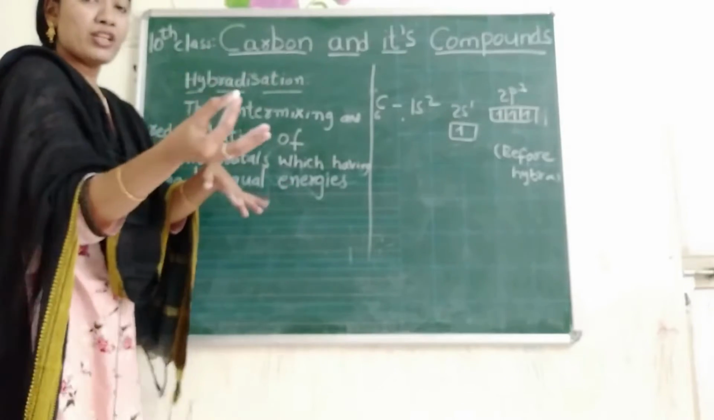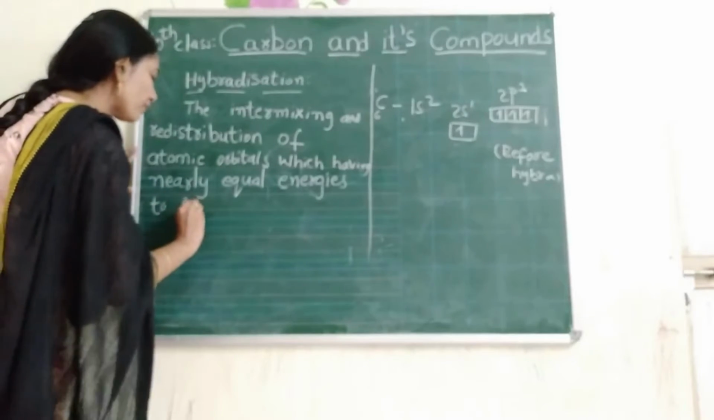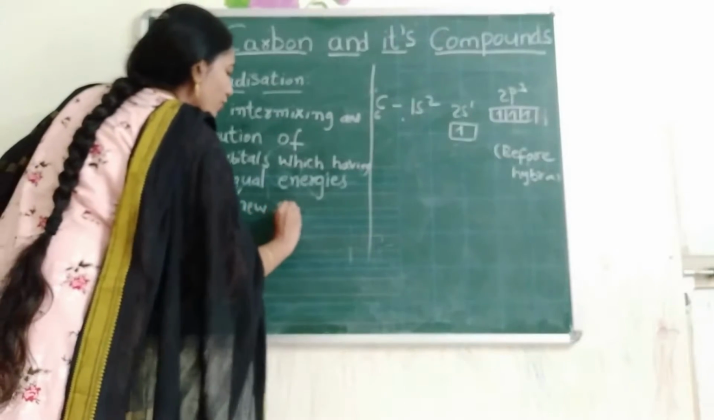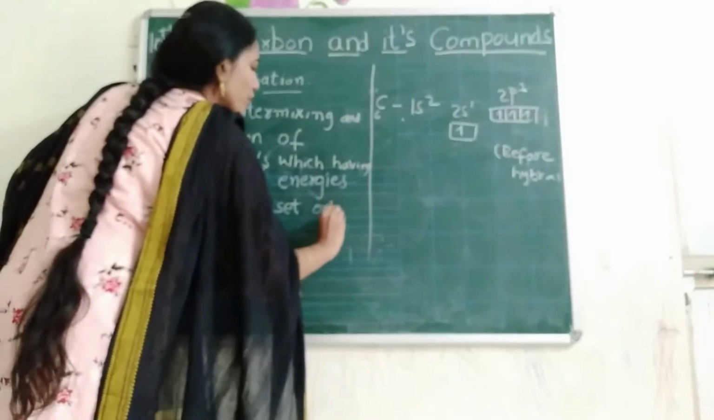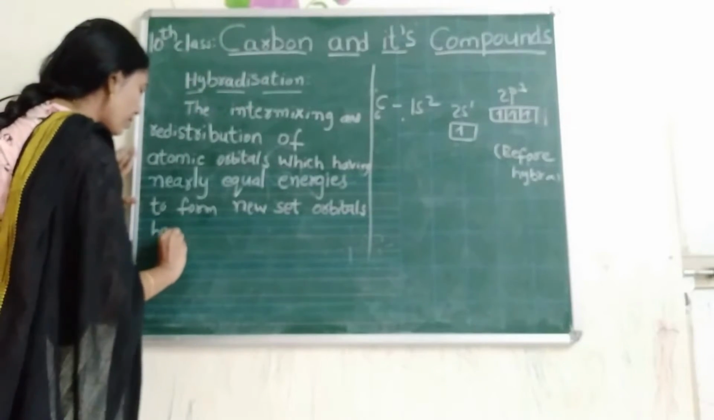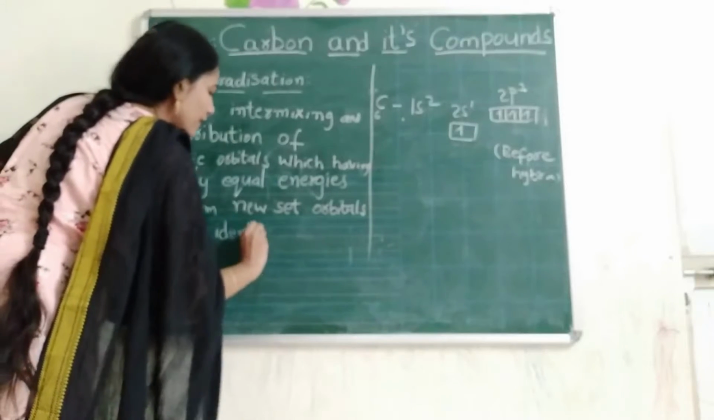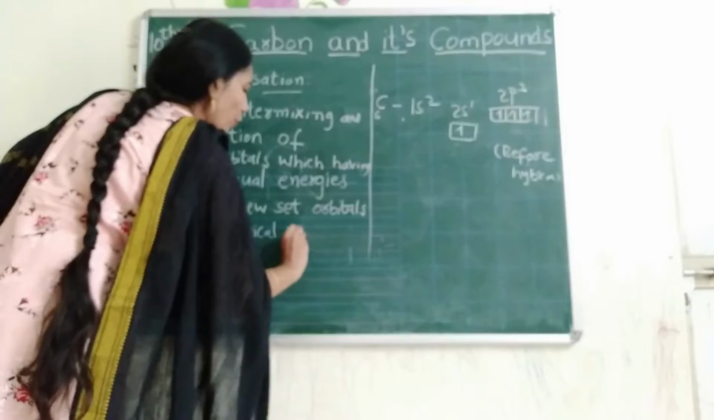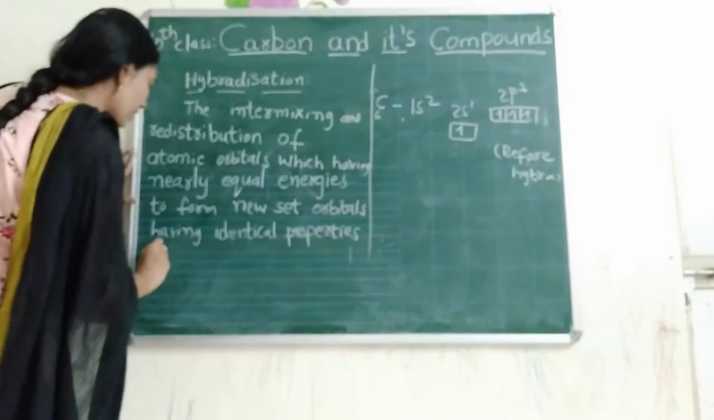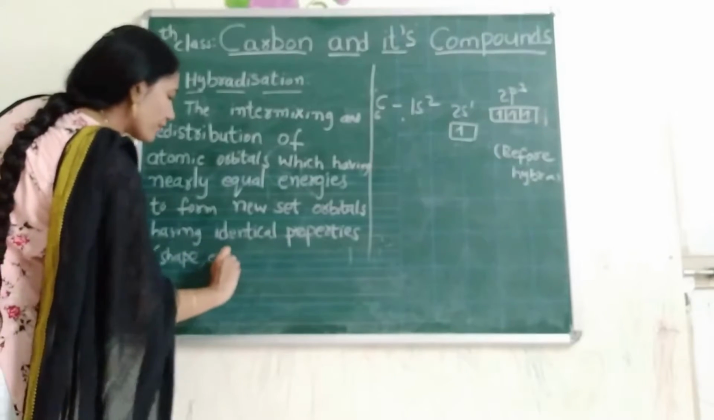Intermixed to form what? To form a new set of orbitals having identical properties. What are the identical properties? Means shape, energy, etc.